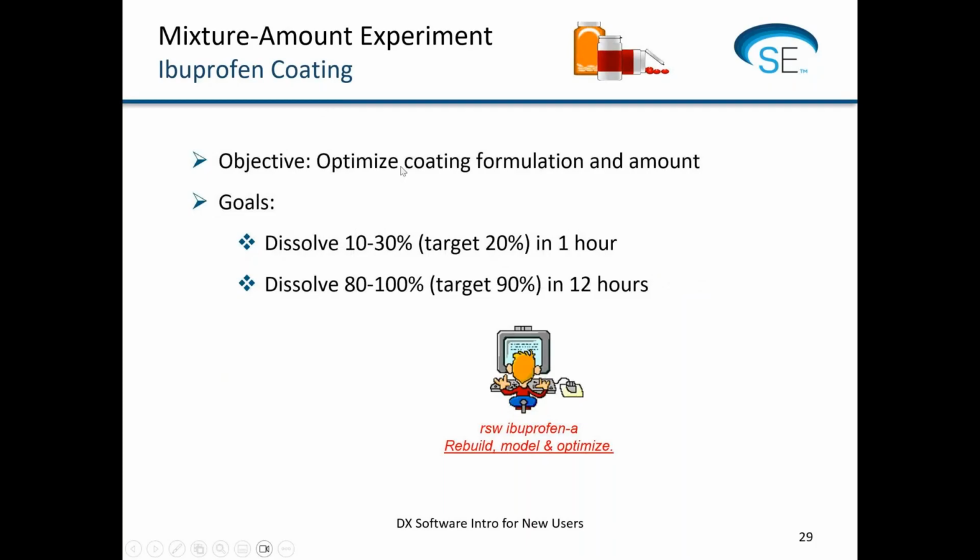So here's what we're going to do. We want to optimize the coating formulation and the amount, and we want to make sure that we target 20% release after 1 hour and 90% after 12 hours. So how do we do that?